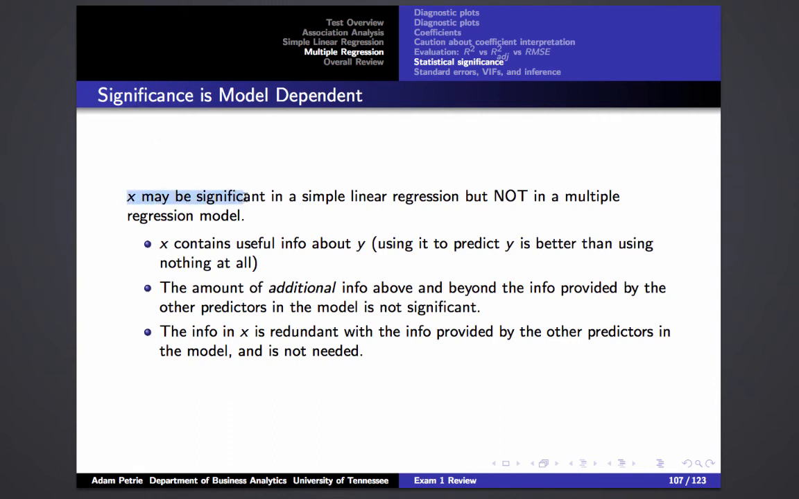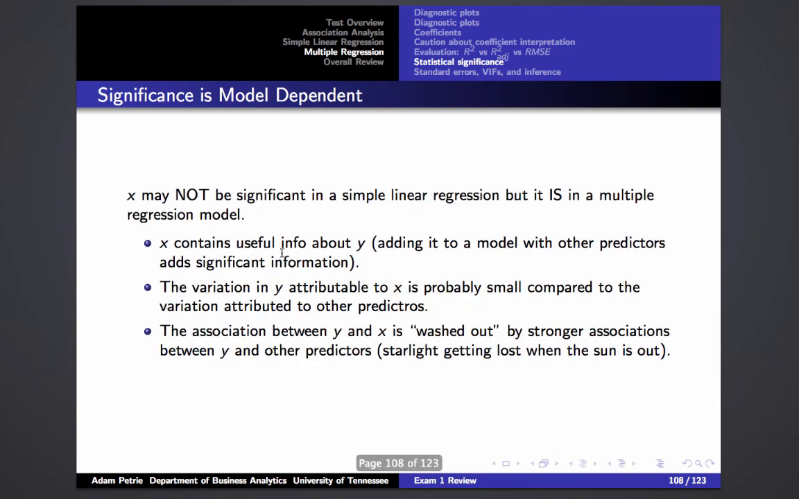X may be significant in a simple linear regression, but not in a multiple regression. Well, X contains useful information about Y because it was significant, but what that means is that the amount of additional information above and beyond the info provided by the other predictors in the multiple regression is not significant. In other words, the info provided by X is redundant with the information provided by the other predictors. The reverse may happen. X may not be significant in a simple linear regression, but it is in a multiple regression. All right, what gives?